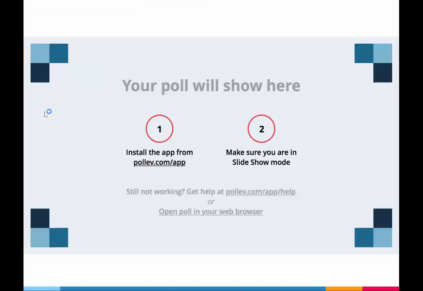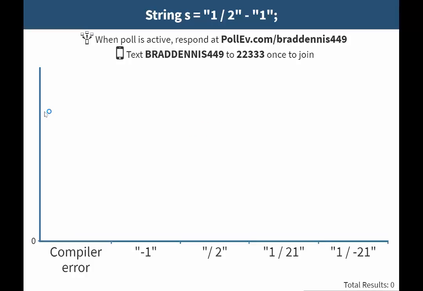Let's take a look at this one. String s is equal to the string 1 divided by 2 minus the string 1. Raise your hand if you think this will be a compiler error. About half of you. Raise your hand if you think this will be -1. What about divided by 2? What about 1/2, 1? What about 1/-21?